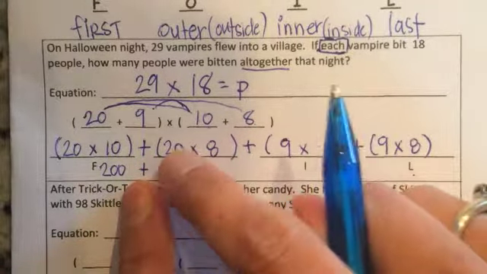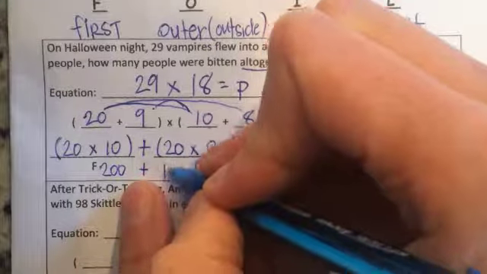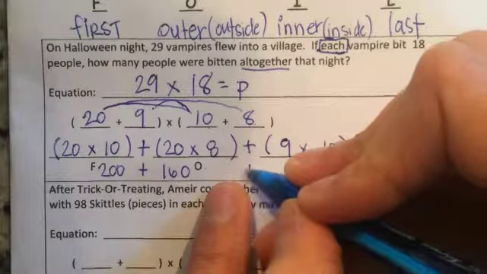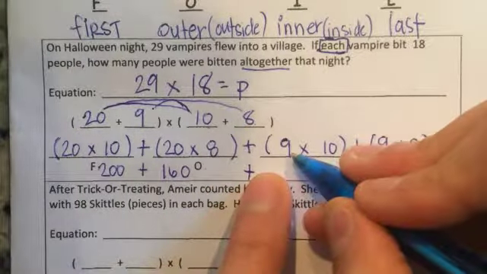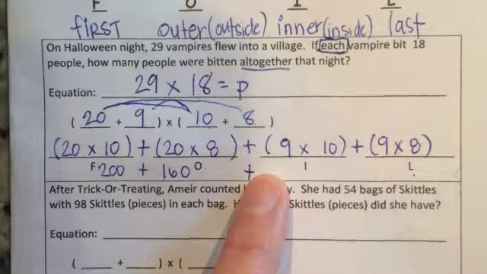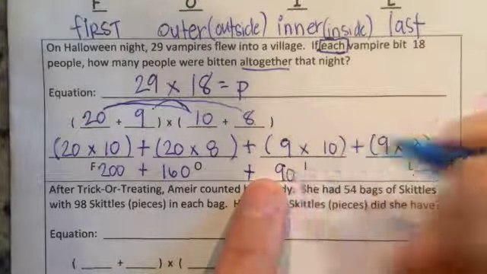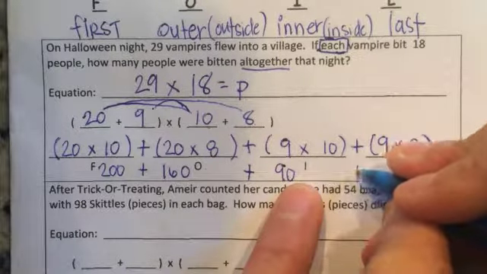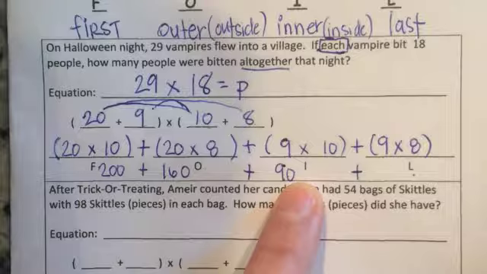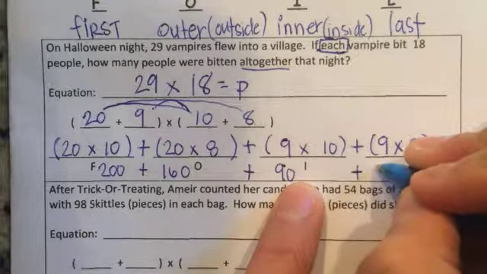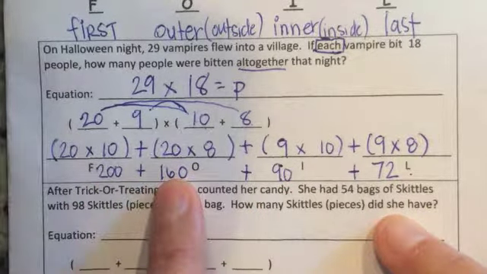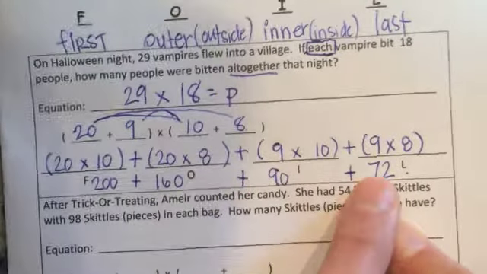Well, I don't know what 20 times 8 is, but I know that 2 times 8 is 16, and I have a 0. Now I'm going to bring down my plus sign. Okay. Now I've got 9 times 10. Well, I know that 9 times 10 is 90. No reason to do all that zero counting and all that stuff. Plus, well, I have 9 plus 8. That's not 9 plus 8, it's 9 times 8. I'm sorry. So 9 times 8 is 72. Okay, so I have 200 plus 160 plus 90 plus 72.